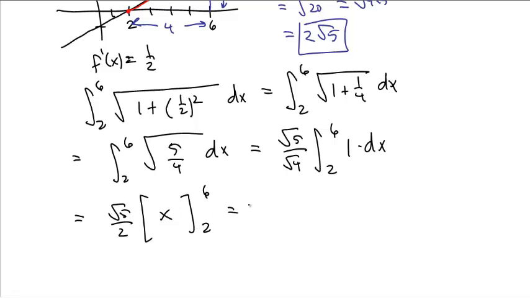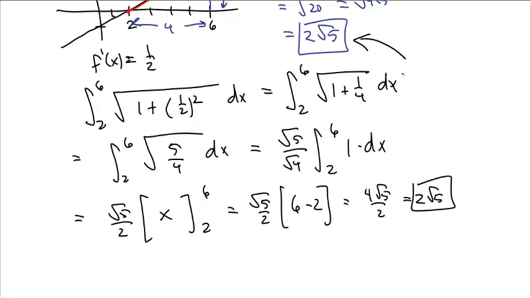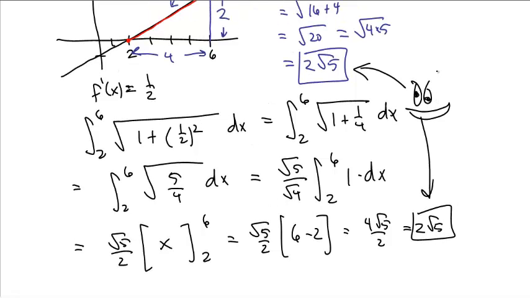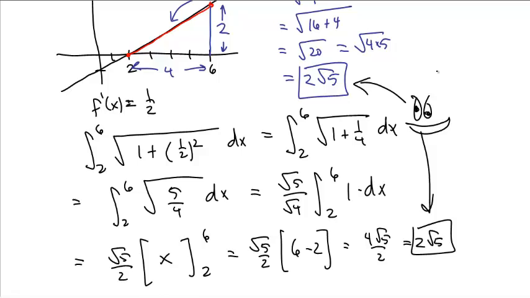Evaluated from 2 to 6 is root 5 over 2 times 6 minus 2, that's 4, so it's 4 root 5 over 2, which simplifies to 2 root 5. Ka-ching! This person is oh so happy because we got the same answer whether we use the Pythagorean theorem to find the length or the arc length formula to find the length.